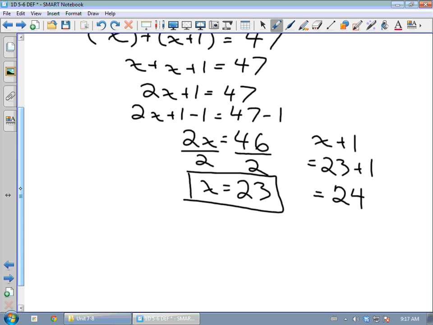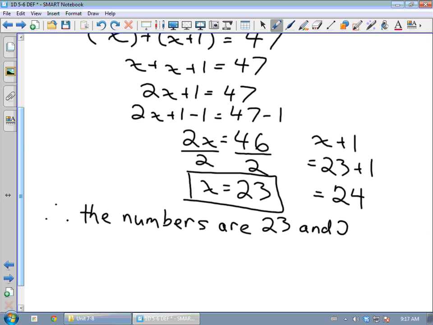So now I wrap all of this up by saying three dots, which means therefore, the numbers are 23 and 24. Okay. So it asked me for two numbers in the original question. I want to make sure that I give them two numbers in this concluding statement here.